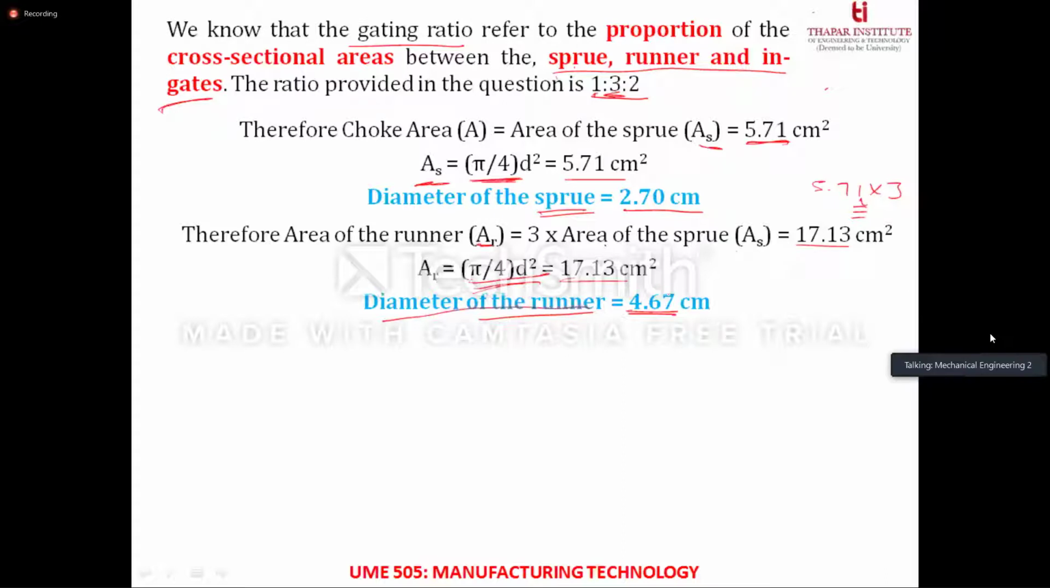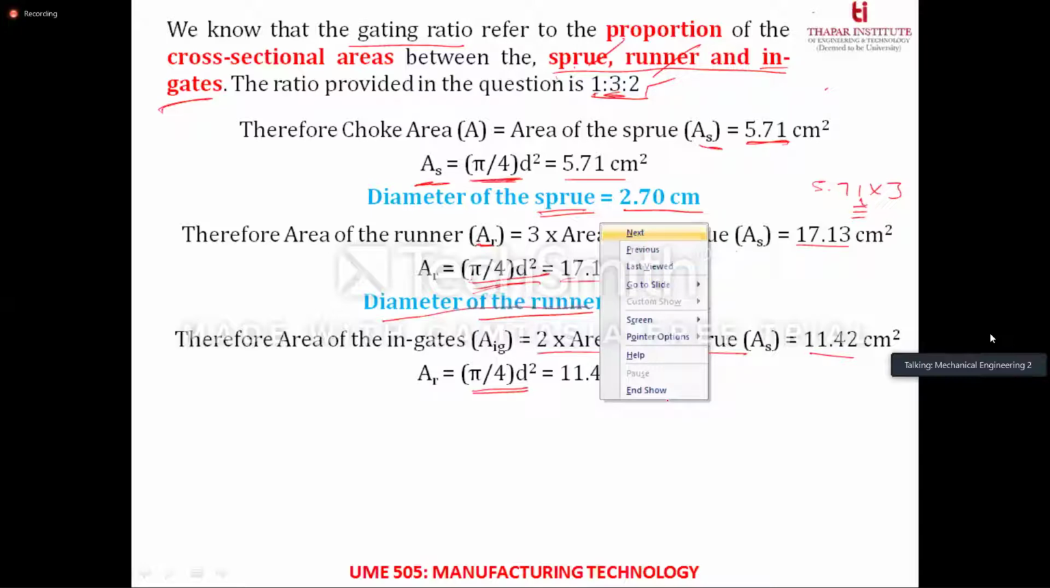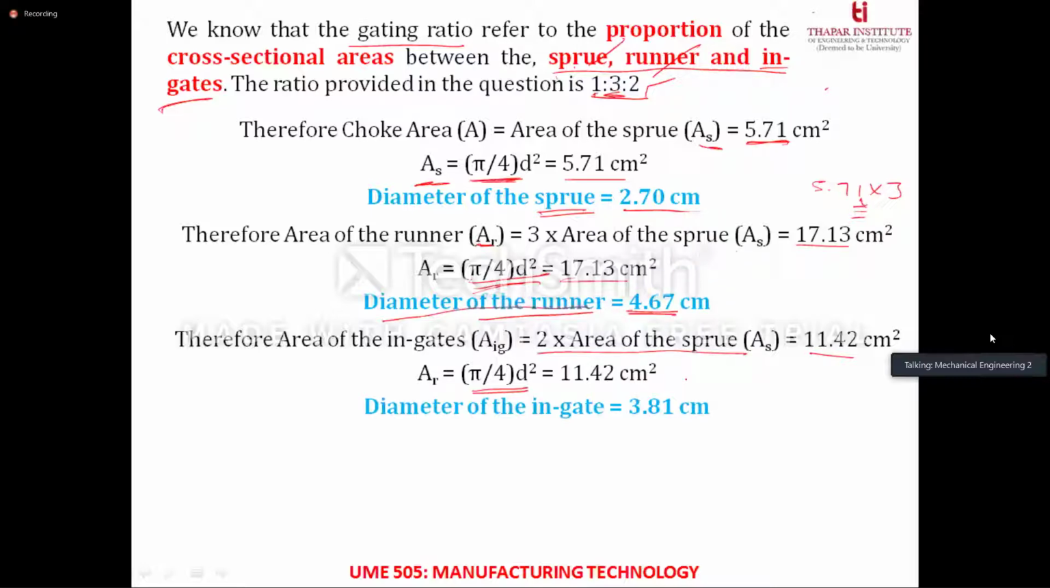Now, once you have found out the sprue and the runner, you are searching for the ingates. So same method, same formula, same principle, we are again going to apply. The area of the ingates is equal to 2 times the area of the sprue, because the ratio is given as 2 over here. So 5.71 into 2 gives us 11.42. Again, we have not been given any cross section of the ingates, so we are assuming a cylindrical cross section. For a cylindrical cross section, the area will be equal to pi by 4 d square is equal to 11.42, and that will give us the diameter of the ingate.